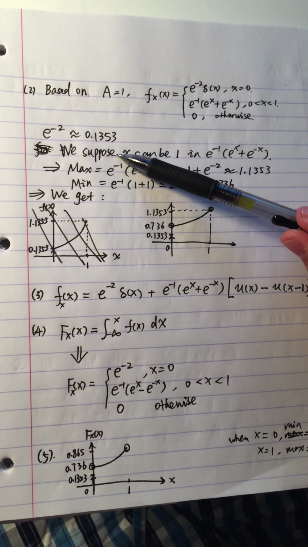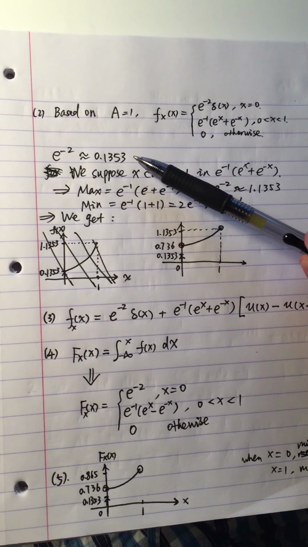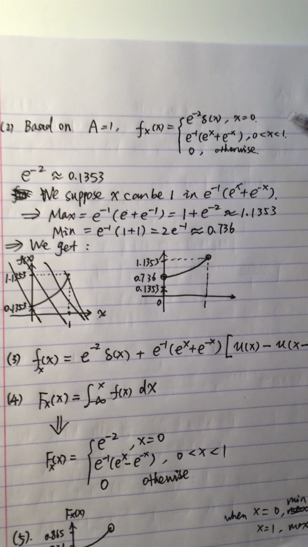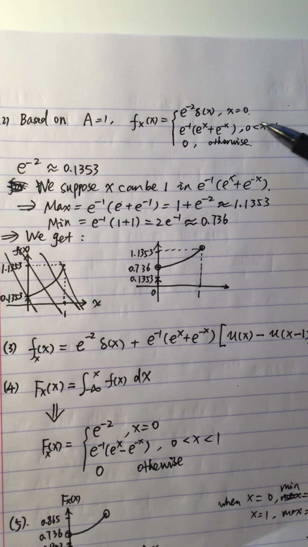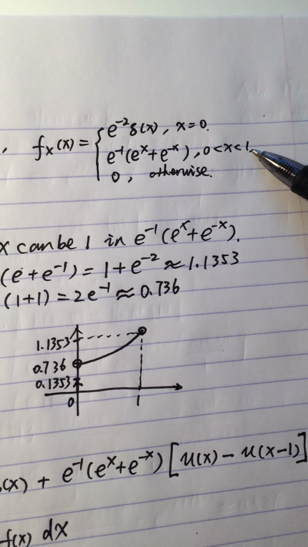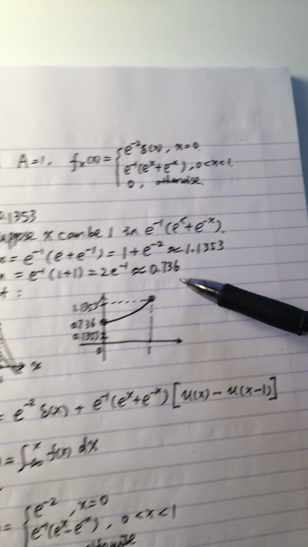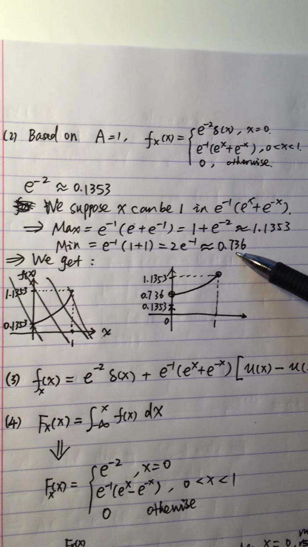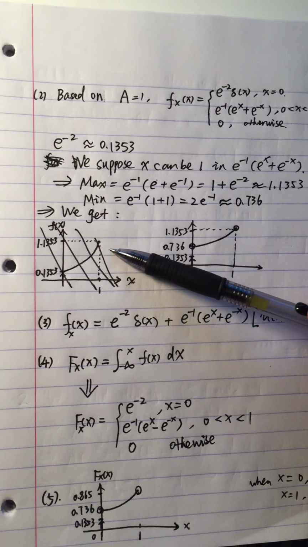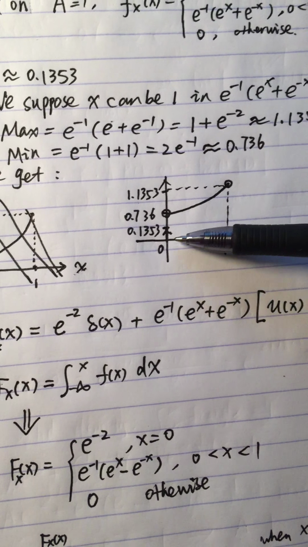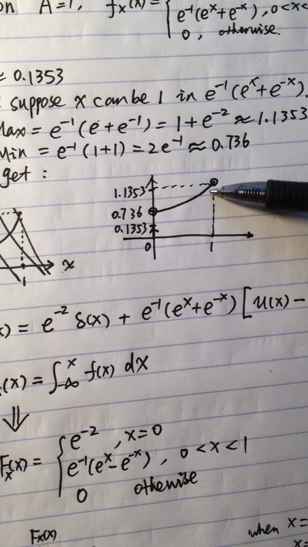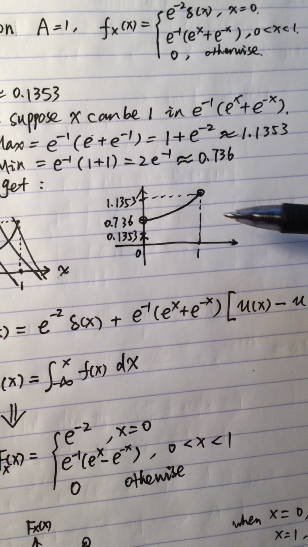And for the second question, because a equal to 1, we can easily find the equation of the fx, and because e to the minus 2 is around 0.1353, we can suppose that in this equation, x equal to 0 and x equal to 1 is the minimum and the maximum value of the equation. Then the minimum is 0.736 and the maximum is 1.1353. So we can easily get the graph: first we can get an impulse at 0, and we can get this sketch from 0 to 1.